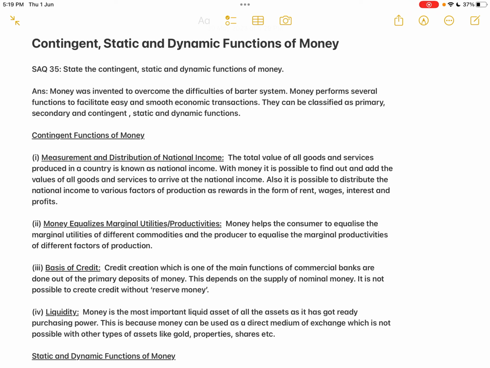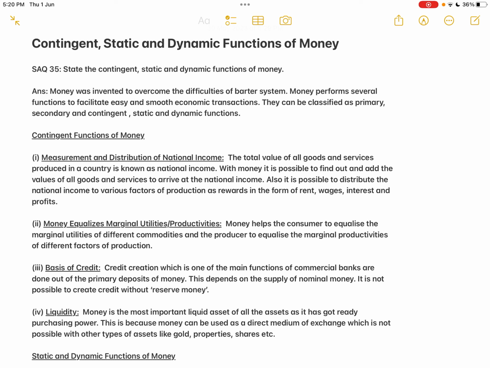Okay, contingent functions of money. First one, measurement and distribution of national income. The total value of all goods and services produced in a country is known as national income. With money, it is possible to find out and add the values of all goods and services to arrive at the national income. Since I have already explained everything to you, I don't think any other explanation is required. Also, it is possible to distribute the national income to various factors of production as rewards in the form of rent, wages, interest and profits.